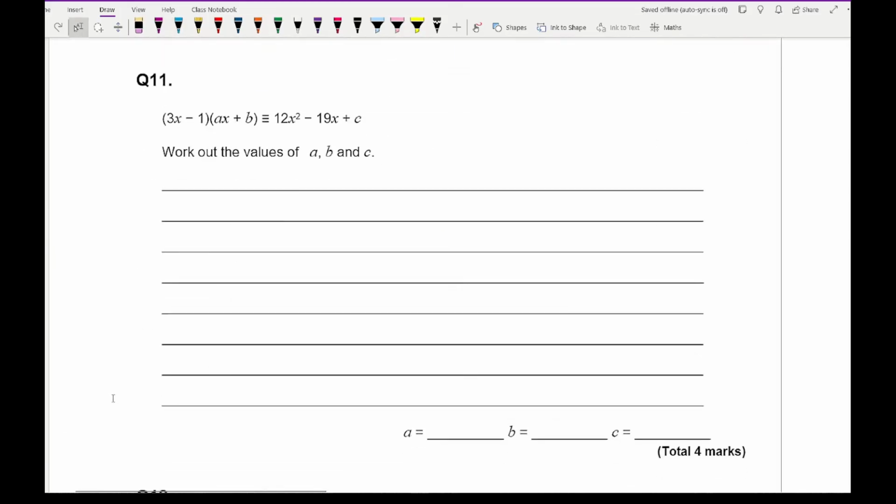Again, looking at this, we just expand this left hand side. So expanding that, we end up with 3ax squared plus 3bx minus ax minus b, and that's equivalent to 12x squared minus 19x plus c. So here we've got letters on both sides, so let's have a look at what we've got here.